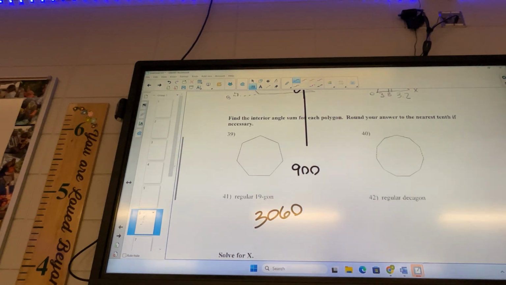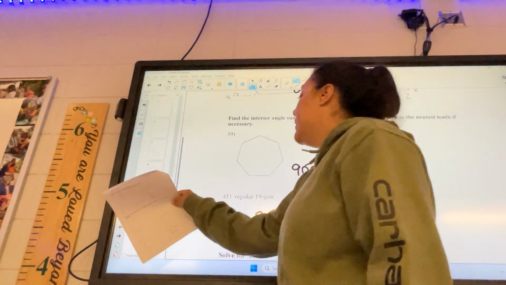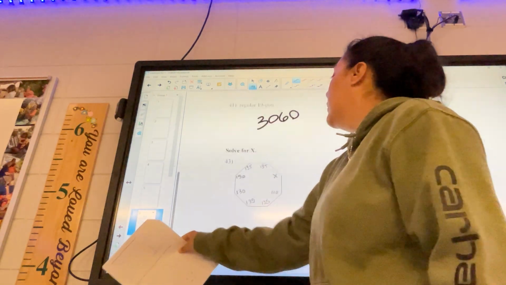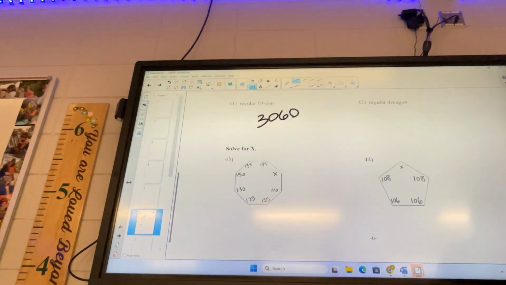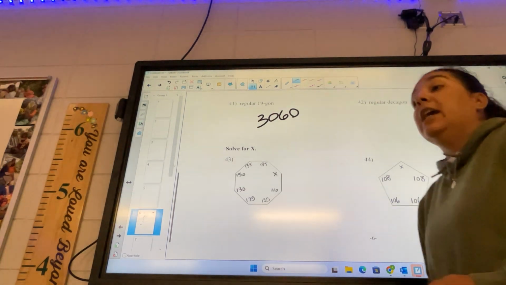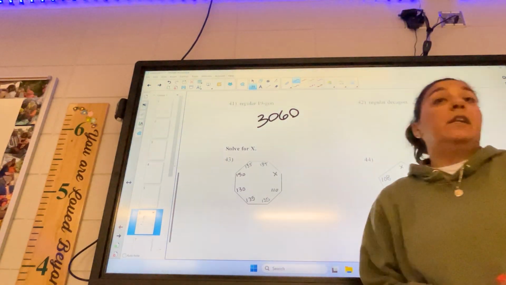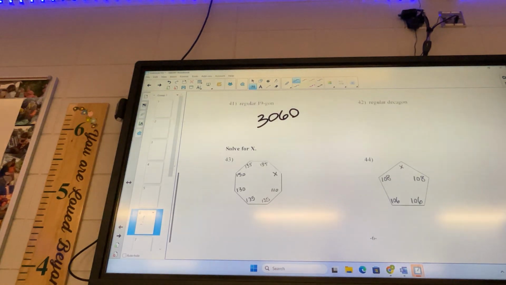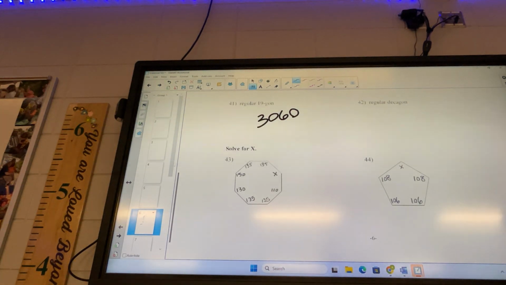Okay, 43. You're going to start off by counting the sides. How many sides are there? 8? Okay, so 8 minus 2 times 180, which is 1080.